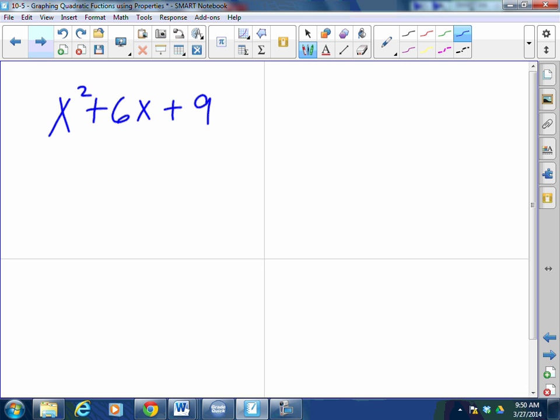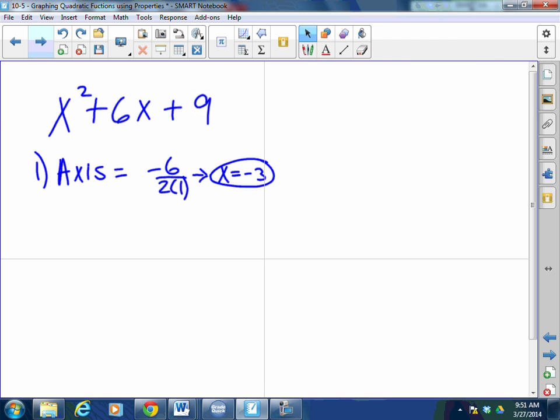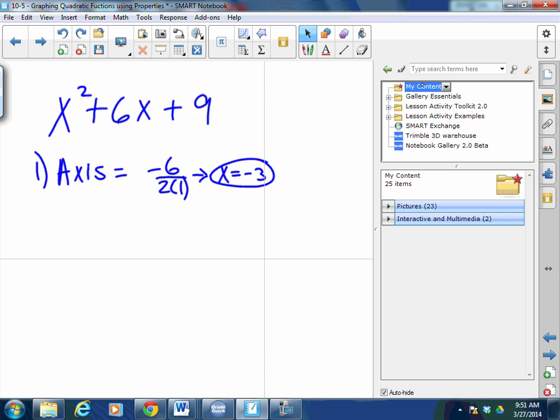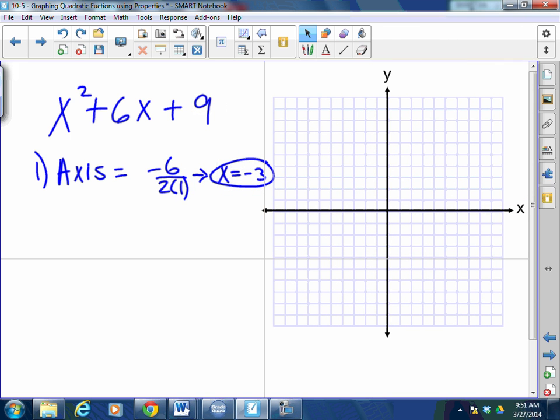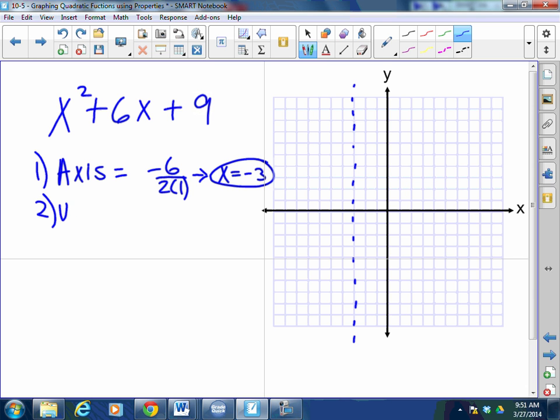Okay, I want you to solve by graphing. Step 1, my axis. My axis is negative b over 2a. So x equals negative 3. Done. Get my graph. I like to stay consistent. And as long as you stay consistent, that's how you really learn. So negative 3 for my axis. Done. Step 2, vertex.